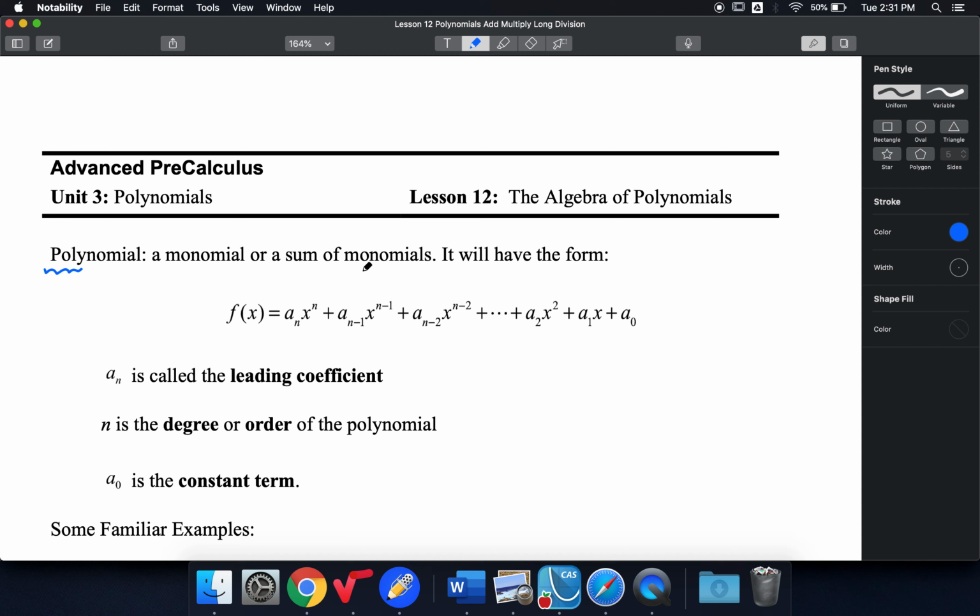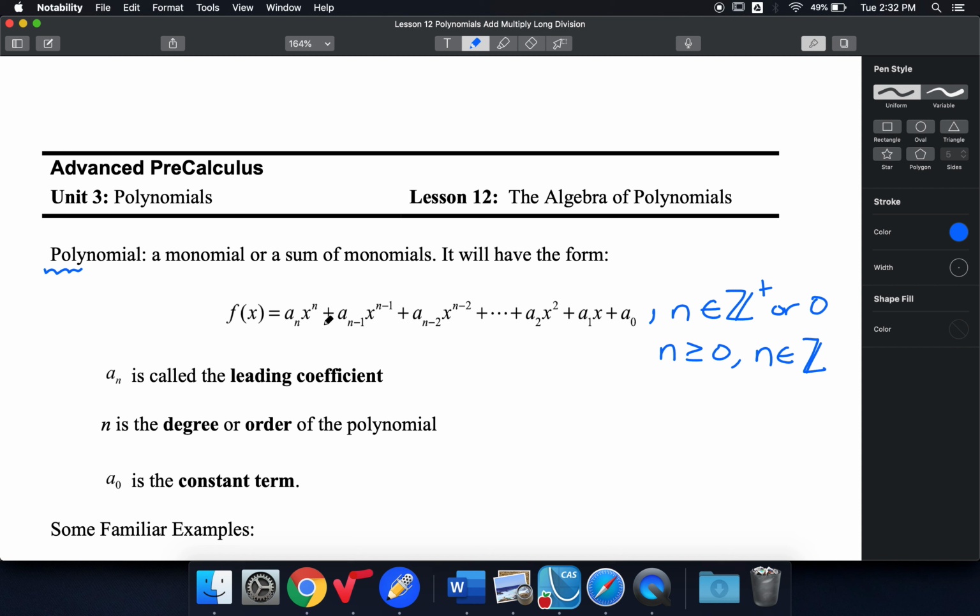A polynomial is defined as having a coefficient with x to a power of n, where n is a positive integer or 0. So I say that n is an integer that's positive or 0. I could also say n is greater than or equal to 0, and n is an element of integers. The coefficient that's in front of the highest power of n is the leading coefficient.